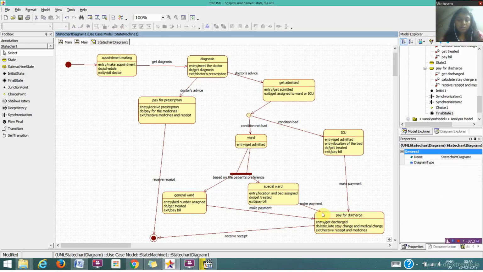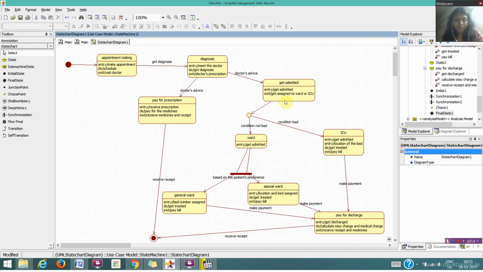So the entry is going to be get discharged, and the action done is to calculate the stay charge and the medical charge. The stay charge and the medical charge are calculated based on whether the patient spent his time in a ward or the ICU. It also varies according to the ward, either general ward or a special ward. And so basically the final state is when the patient receives the receipt and also the medicines.